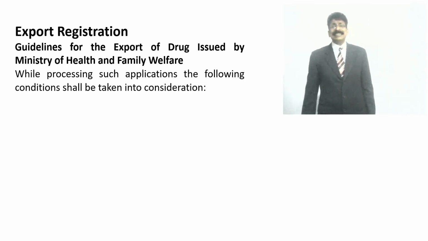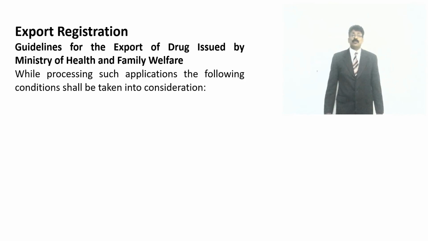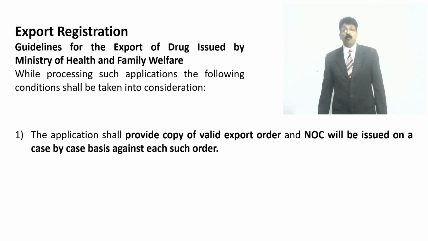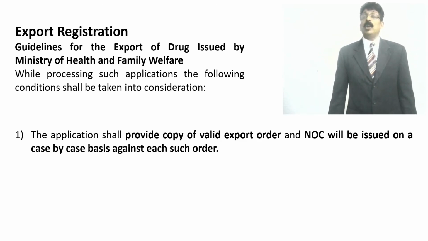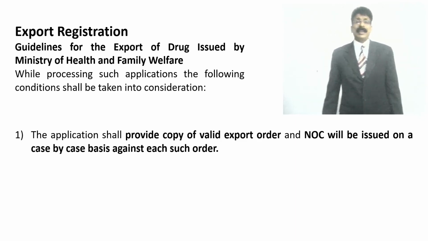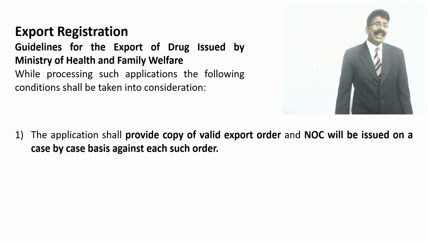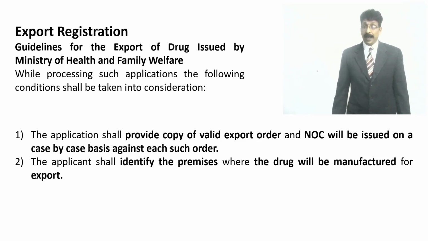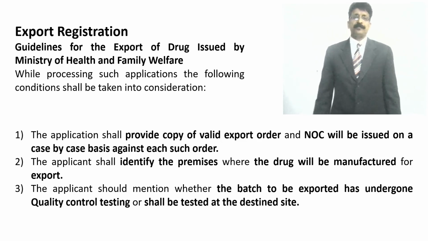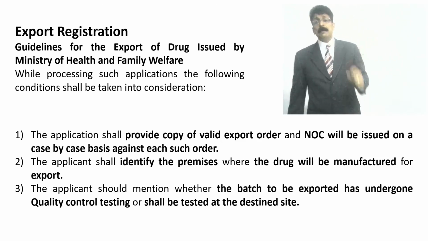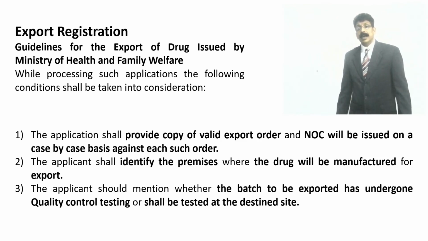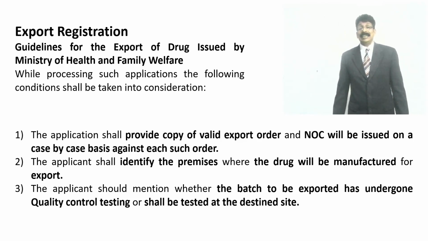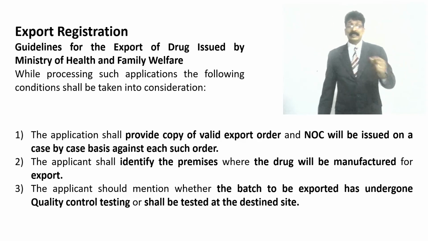While processing such an application, the following conditions shall be taken into consideration. 1. The applicant shall provide a copy of the valid export order, and a no objection certificate will be issued on a case by case basis against each such order. The applicant shall identify the premises where the drug will be manufactured for export. The applicant should mention whether the batch to be exported has undergone quality control testing or shall be tested at the destined site.